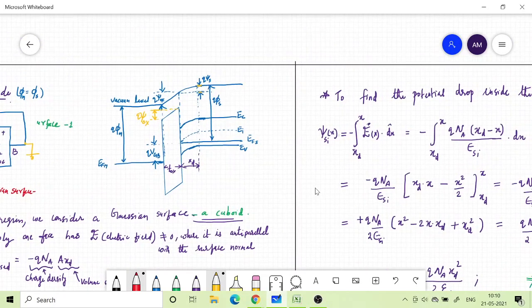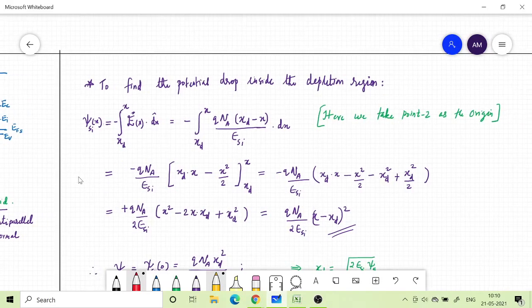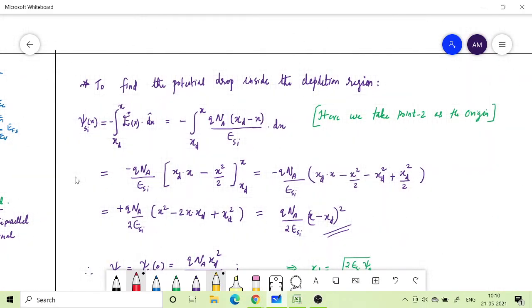So that is why when I do the line integral here, I start from xd to point x. So what does that mean? The voltage at point x with respect to point xd, that's what I am finding out. The origin is still at point 2, that is at the interface region. So I do E dot dx, so that will give you the voltage.